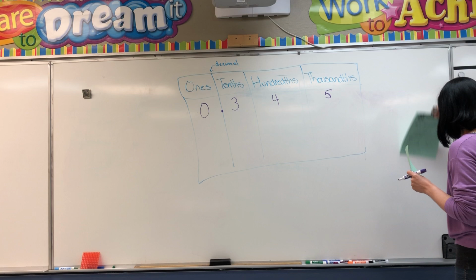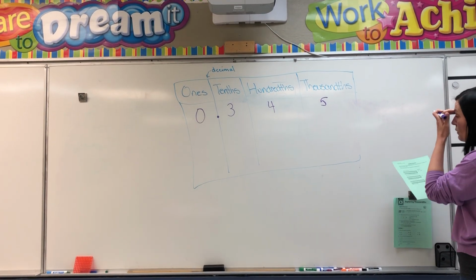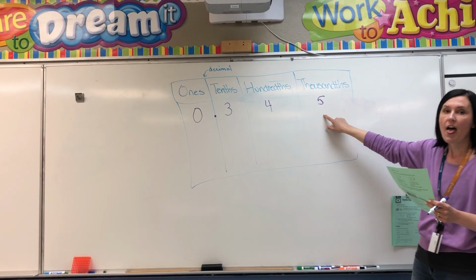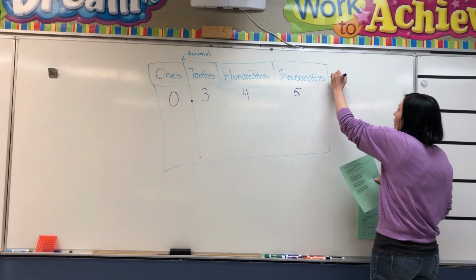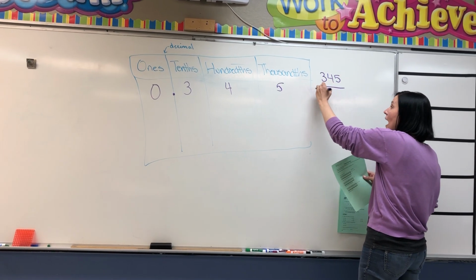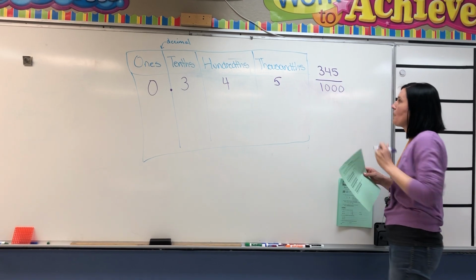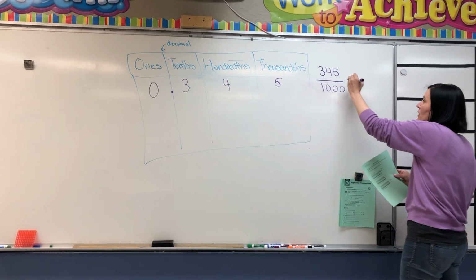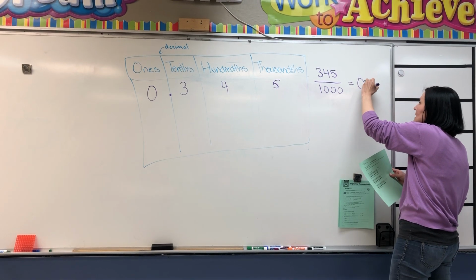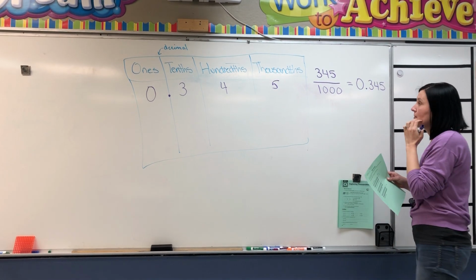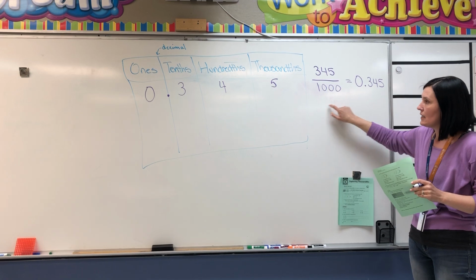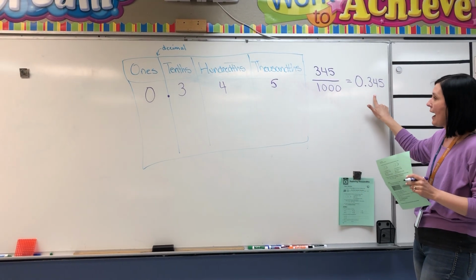Now, if we want to show that as a fraction, we would say we've got 345 thousandths. So we've got 345 parts out of 1,000. So there's our fraction. And if we want to show it as a decimal, we know we have a 0 in the ones, 3 in the tenths, 4 in the hundredths, and 5 in the thousandths. So we've got 345 thousandths, okay? So there's 2 different ways of showing it, fraction and decimal.